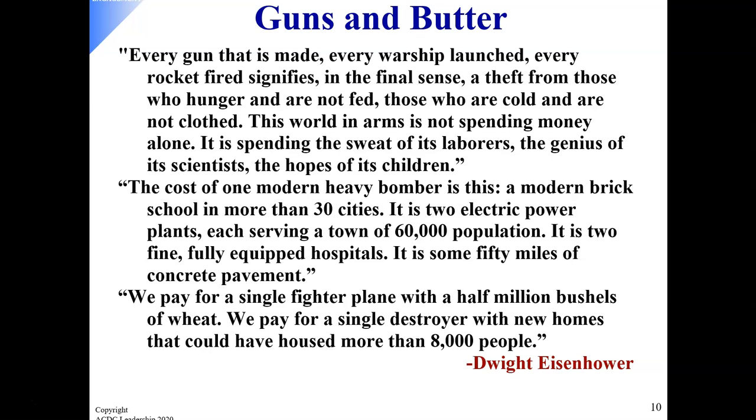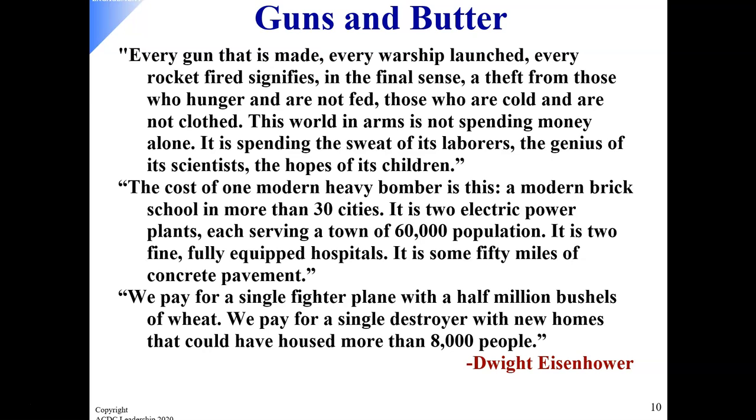Every gun that is made, every warship launched, every rocket fired signifies, in the final sense, a theft from those who are hungry and are not fed, those who are cold and are not clothed. This world in arms is not spending money alone. It is spending the sweat of its laborers, the genius of its scientists, the hopes of its children. The cost of one modern heavy bomber is this: a modern brick school in more than 30 cities.